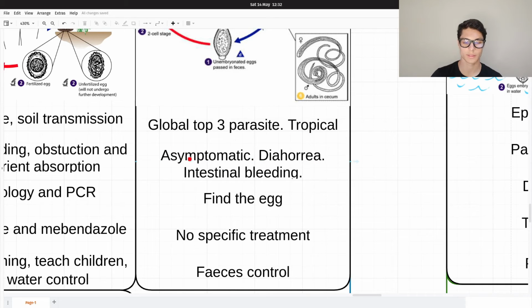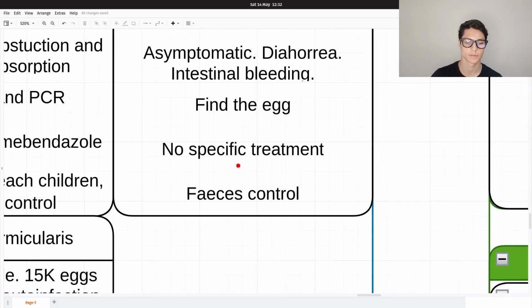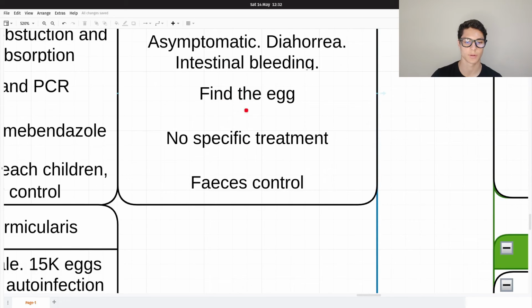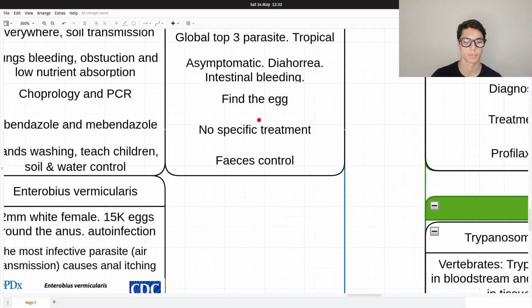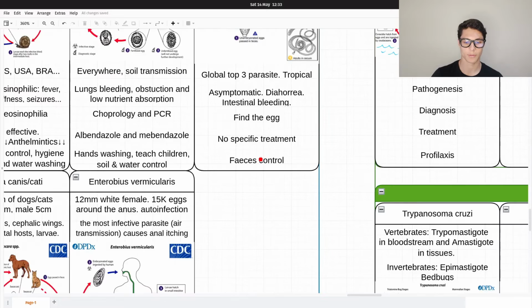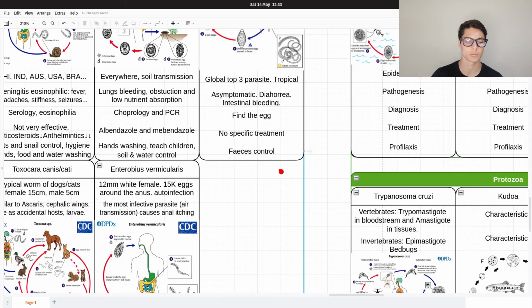The pathogenesis, well, is asymptomatic, but it can also give us diarrhea and intestinal bleeding in case we are immunosuppressed. The diagnosis, well, we need to find the egg. So we will have the coprology and maybe visualization or endoscopy. There is no specific treatment, and the prophylaxis, well, feces control is the only thing we can do really. But we can also put in here the water control to not mix feces with water.